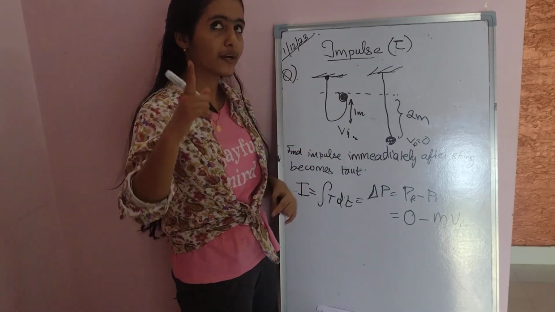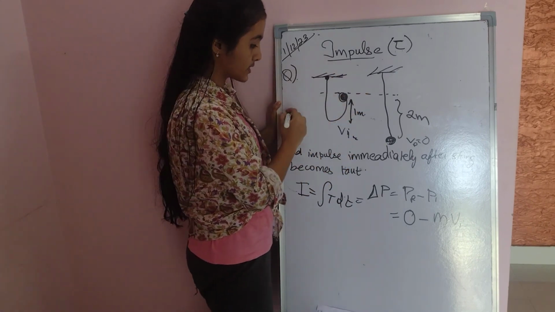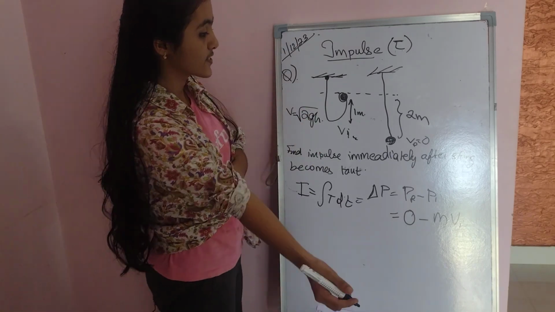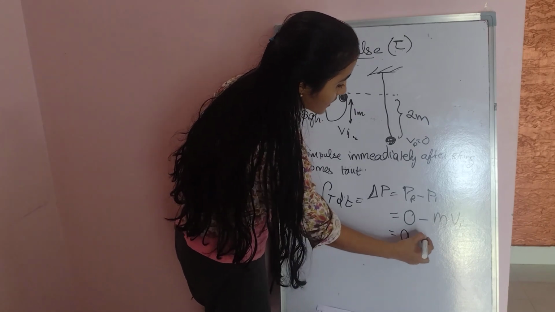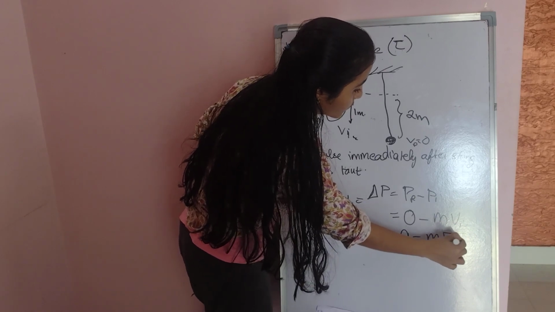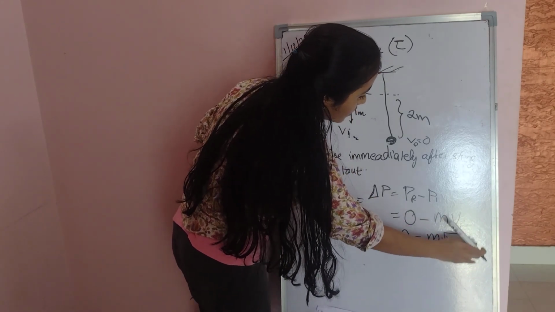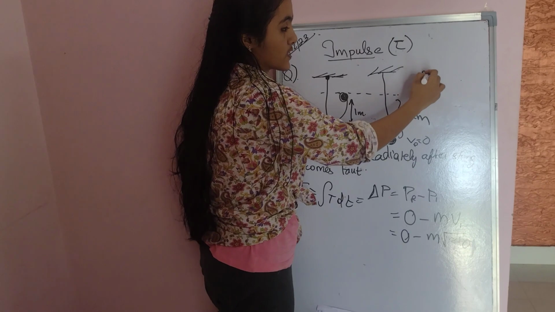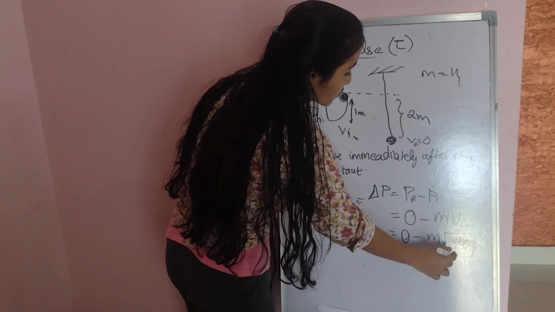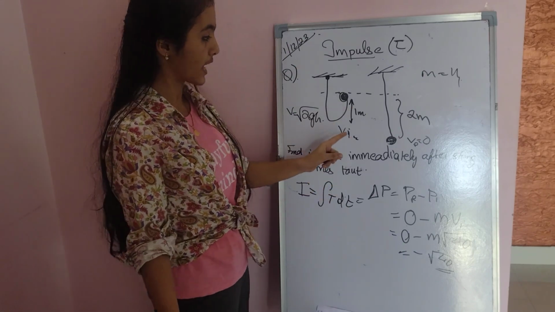Go back to our straight line motion, and we will find that when a body is falling through a distance h, its velocity is root 2gh. So our initial velocity is root of 2 into 10 into 2, that is root 40. Now, suppose the given mass is 1 kg, then we will get our impulse as minus root 40.